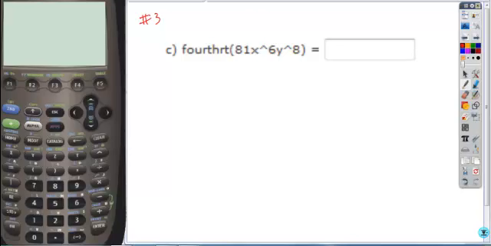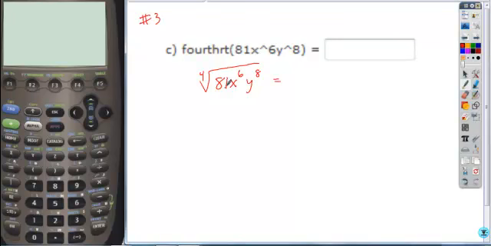Like this, I would again convert it into the radical form, like how you would actually see it. So we're dealing with the fourth root of 81 x to the 6th y to the 8th. And then look to simplify what you have.